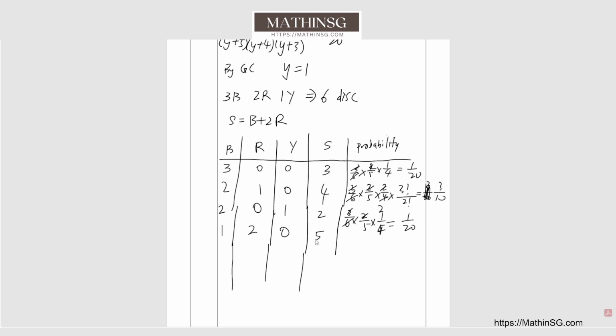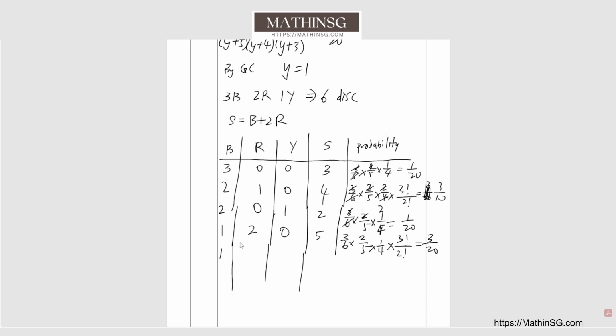Okay, so that would give me a probability of 3 over 6 times 2 over 5 times 1 over 4, times... there are 3 discs and 2 of them are the same, so times 3 factorial over 2 factorial, and this one will give me 3 over 20.